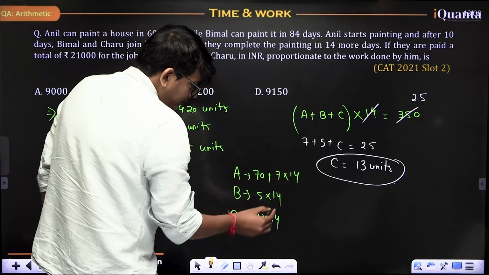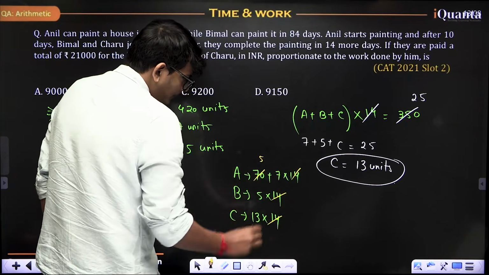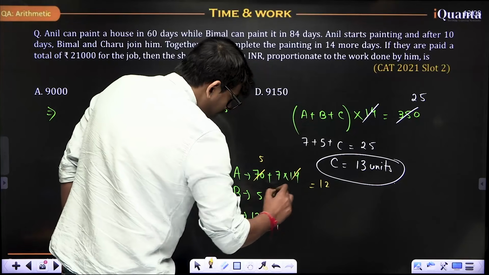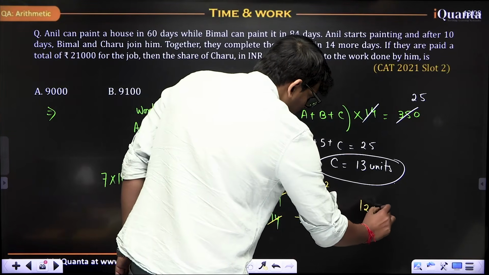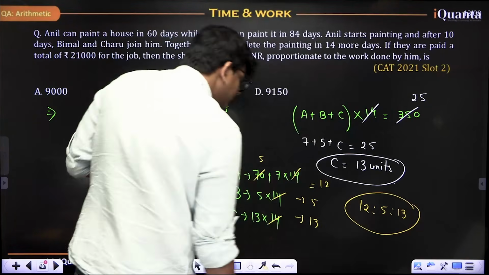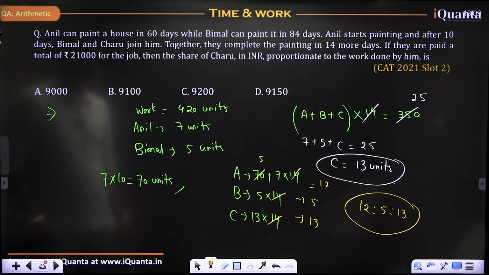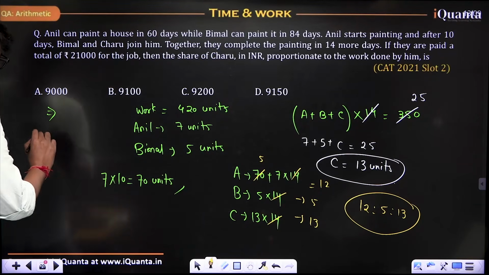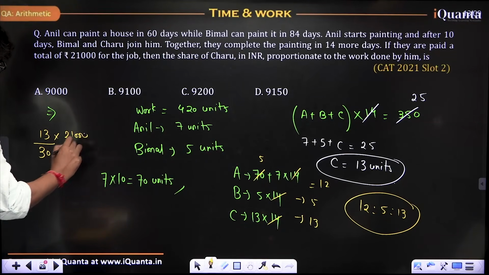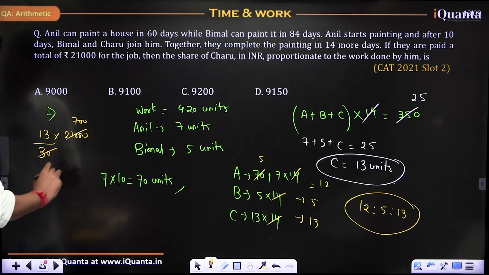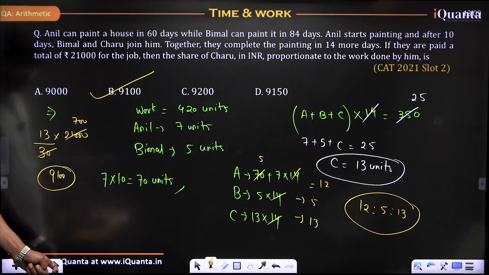So 14 cancels out from here, and taking the common from here, 14 cancels out here, and from here 5. So this is 12, this is 5, this is 13. So the ratio we are getting is 12 is to 5 is to 13. The ratio of work done by these three people is 12 is to 5 is to 13. And you need to find out the share of Charu, that is C. So 13 by 30 into 21,000, that is 9100. Option number B. Next.